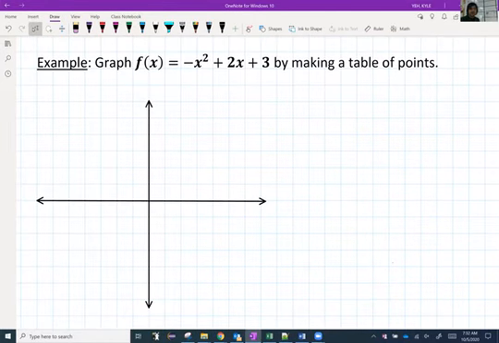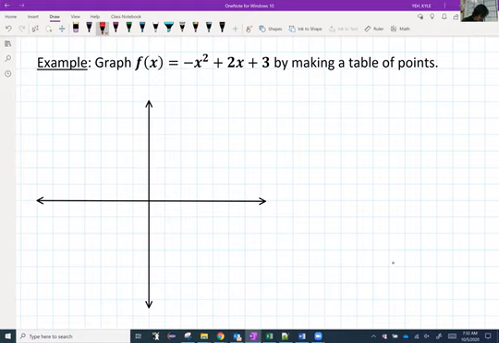And you'll notice in the instructions, it talks about making a table of points, just a little bit more structured than all my work going all over the place. So graph this function by making a table of points. F of x equals negative x squared plus 2x plus 3. Well, before I do anything, before I even start my table, I need to know where is my axis of symmetry, where is my vertex.